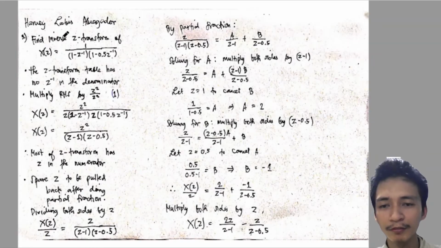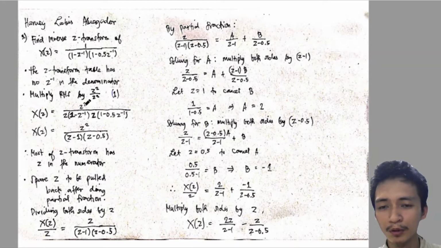For number 3, find the inverse z transform of x of z equals 1 over quantity 1 minus z raised to the power of negative 1 times quantity 1 minus 0.5 z raised to the power of negative 1. If we look at the z transform table, we notice that there is no z raised to the power of negative 1 in the denominator. So we multiply the right hand side by z squared over z squared, or just 1.